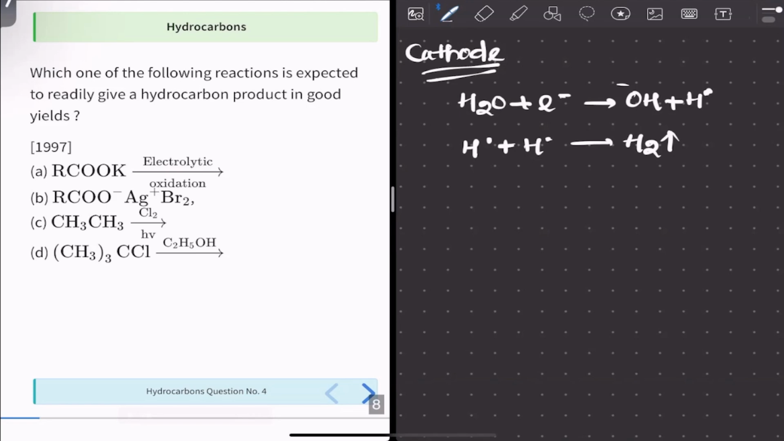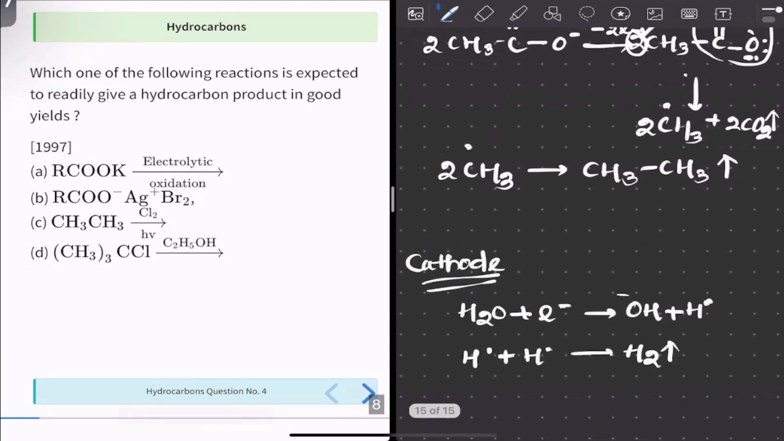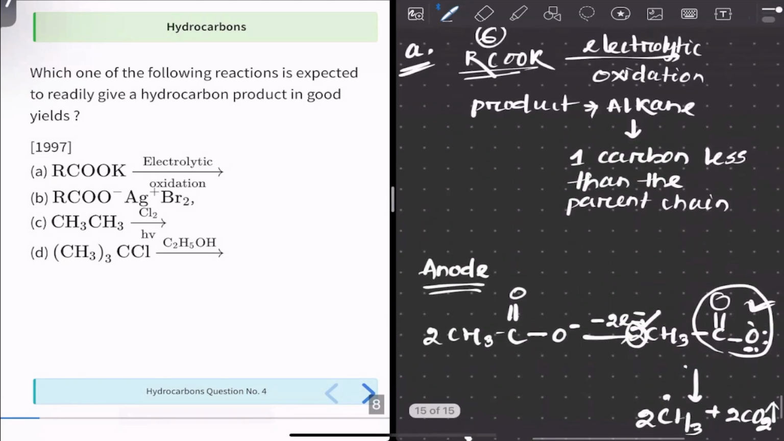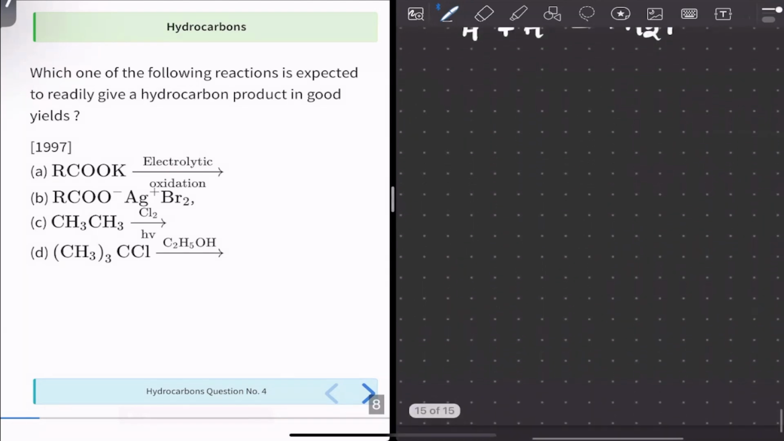Okay, you may be confused with the alkane, but you have to remember that at the cathode it will be hydrogen, and at the anode there will be the alkane. Okay, so the answer will be A. The electrolytic oxidation of the potassium salt of a carboxylic acid would produce an alkane with one carbon less. So let's move on to the next question. Question number 5.